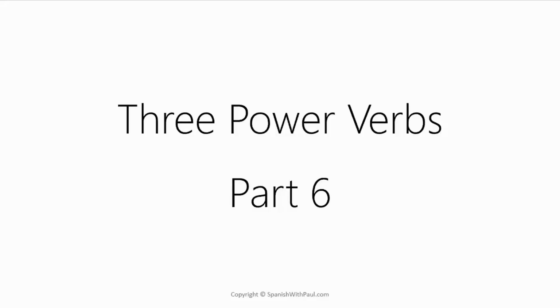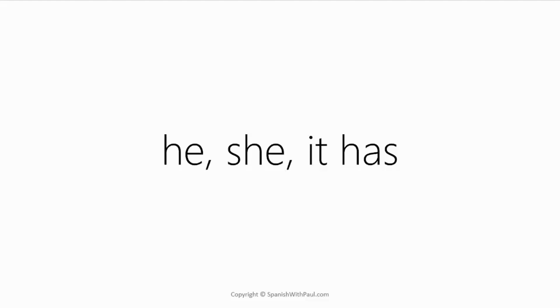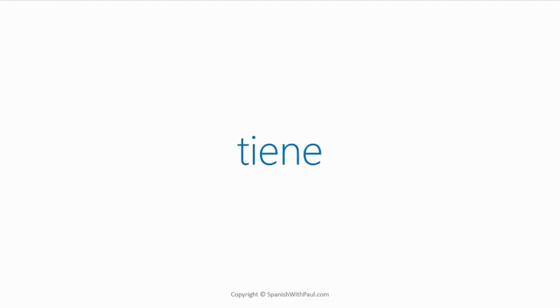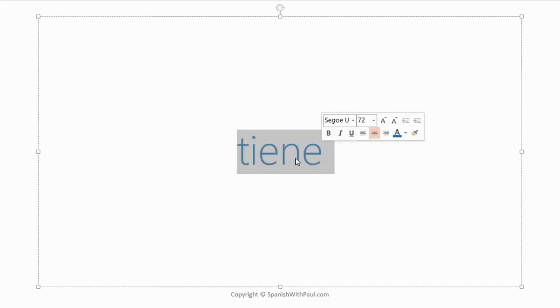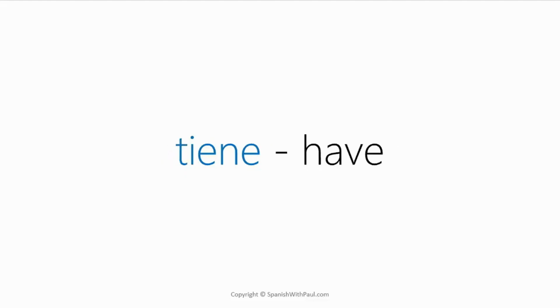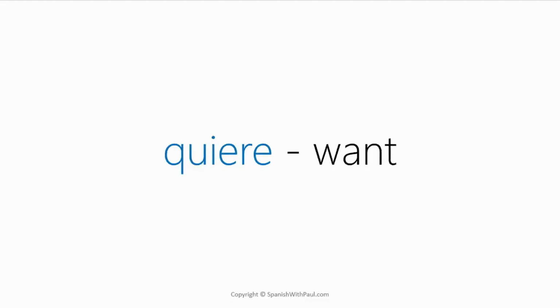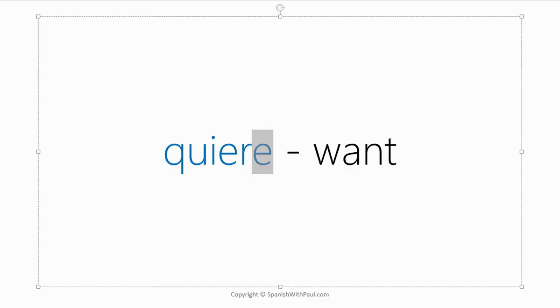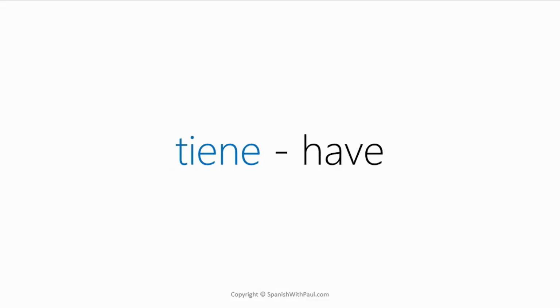For part 6, I'd like to return back to the verb have. And we're going to get into he has, she has, and it has. All of that is expressed with tiene. So you have tiene, tiene. An interesting pattern happens here because quiere is he to want, right? He wants, she wants, it wants. And now we have a very similar sound in tiene for he has, she has, and it has. So both of these, as you can see, ending in an E. Quiere and tiene.